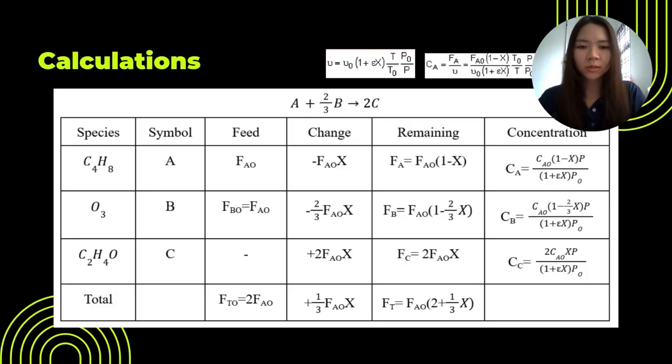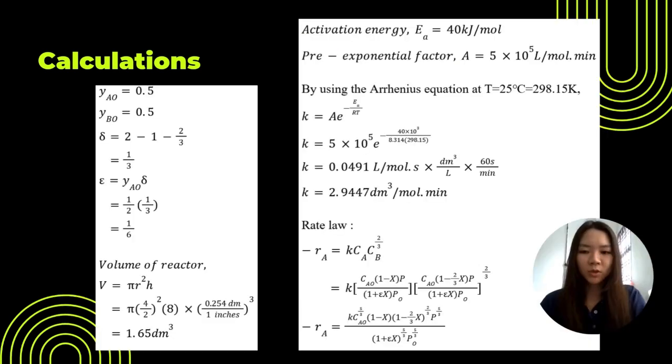This is the stoichiometric table. Since all the species are in the gas phase, we use the formula on top of the table to get the formula of the concentration. Based on the equation, YA0 equals YB0 equals 0.5. Delta is 1/3, and times the YA0 to find the value of epsilon.